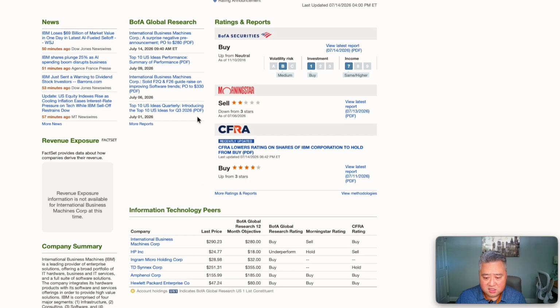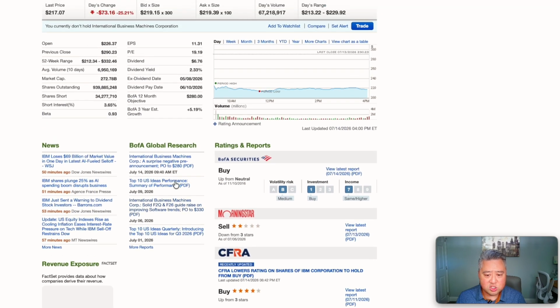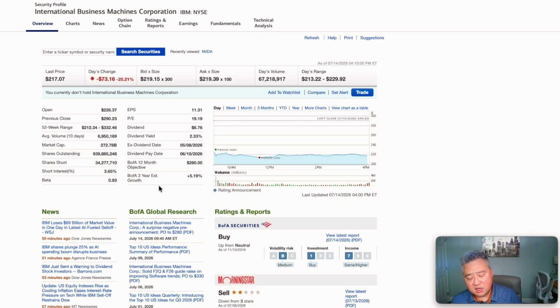So let's look at what the analysts say. And so this is interesting, and I think kind of aligns with my thought, where it's not a strong consensus buy, but it's got some mixed feelings about it, right? So BofA calls it a buy, Morningstar calls it a sell, and CFRA calls it a buy. So IBM is kind of a mixed bag right now. Not really a strong performer, maybe not super weak, but also not super strong.